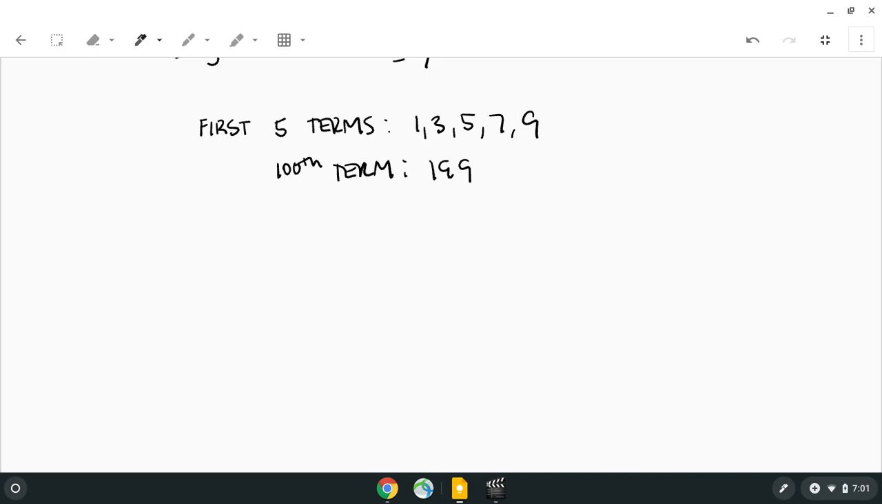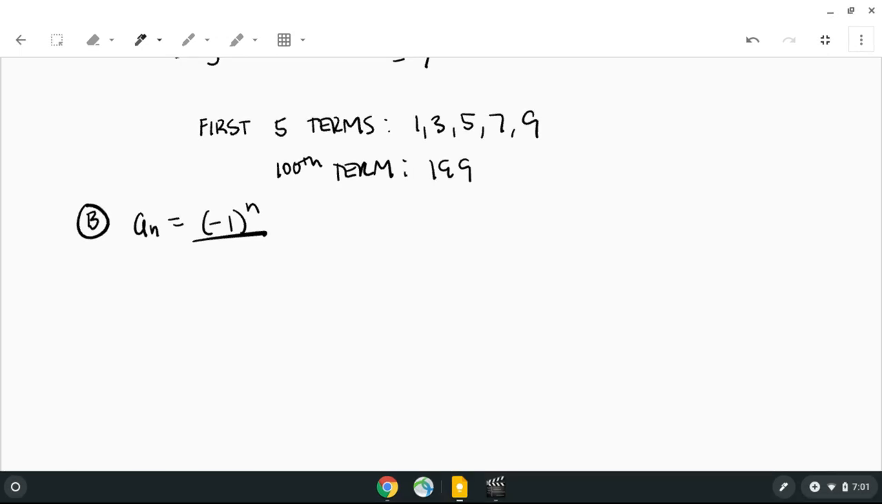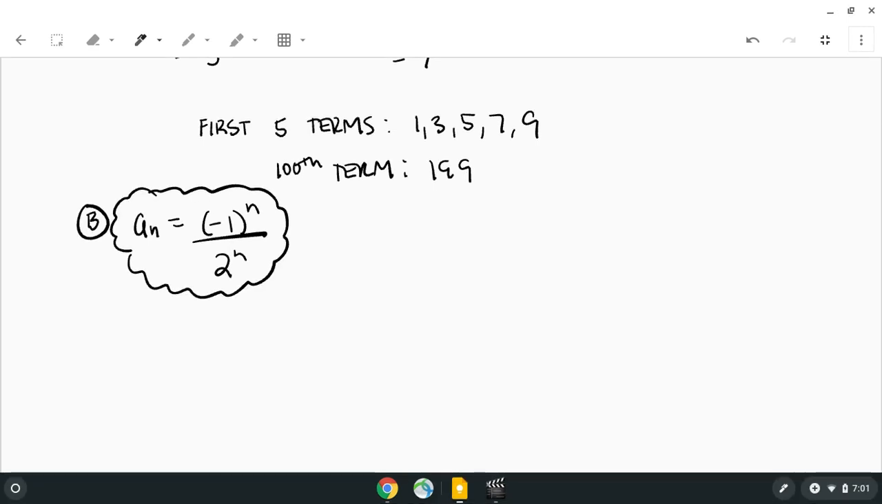Okay, the one I had planned is a little boring, so I'm going to do a different one. So let's take a look at this one. an equals (-1) to the nth power, 2 to the nth power. Okay, so this is your sequence function. So this is what you use to find your first 5 terms and the 100th term.